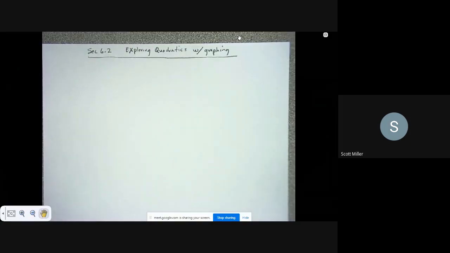Today we're going to be exploring quadratics with graphing. We're going to look at the coefficients of quadratic functions, these unknowns, and see how they affect our graph. We're going to do a little exploration here. We're going to look for some key features of these quadratic functions.